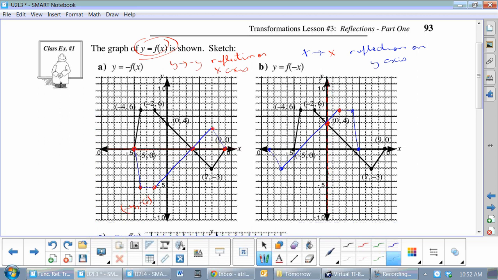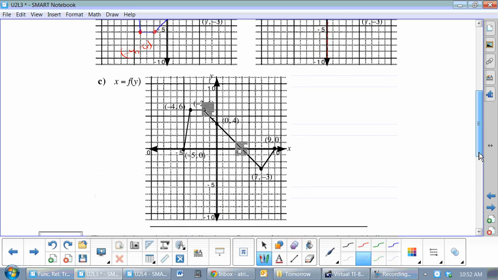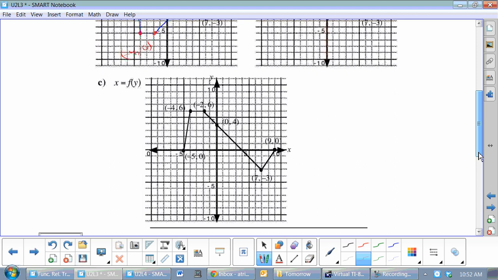So it should look like that. And again, make sure that I am crossing at that 0, 4. Okay, now what is the invariant point for x equals f of y? Now, the replacement for this one is x goes to y and y goes to x. What's the invariant point? 2, 2. Okay, it's the only one that will not change.